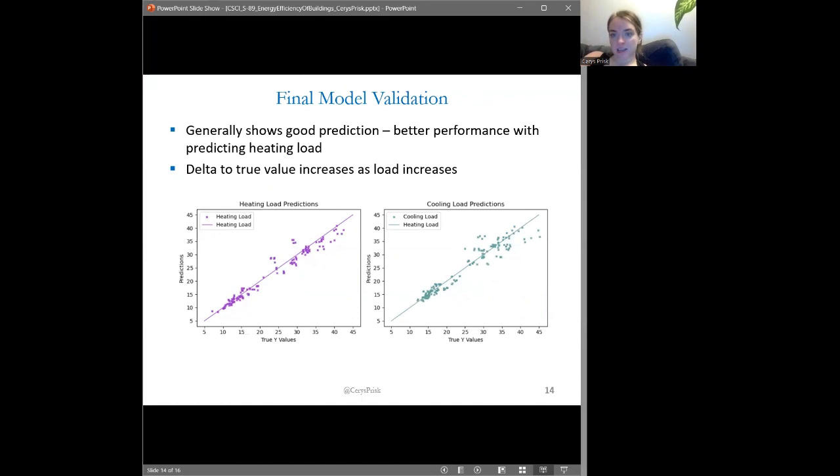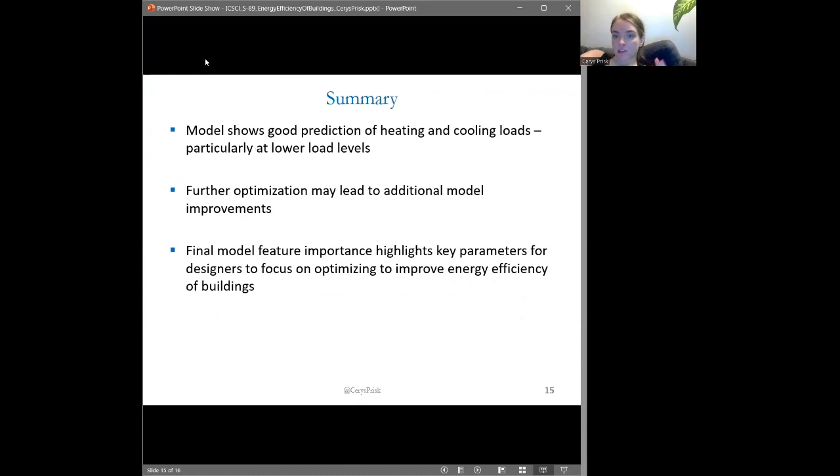So generally, the model shows good prediction abilities. It shows better performance at predicting heating load than cooling load. Both of them show an increased delta to the true value as the load increases, but generally it shows very good predictions. So in summary, the model performs well at predicting heating and cooling loads, particularly at the lower load levels. And there's also plenty of scope to further optimize the model.